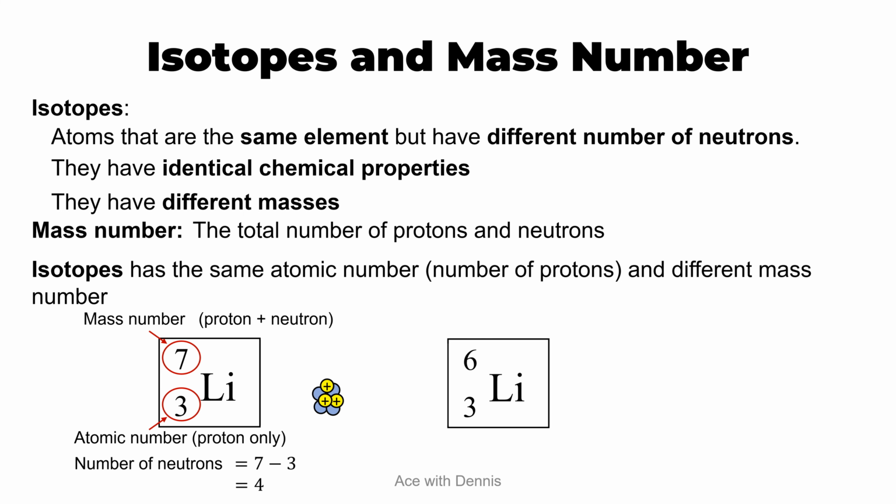Another isotope for lithium is this, where the number of protons is 3 and the number of neutrons will be 6 minus 3, which equals 3. So here is the illustration. We have 3 neutrons and 3 protons.